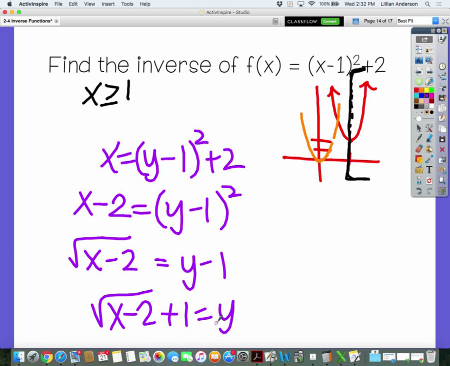Okay? But unless we restrict that domain, we're not going to be able to say it's f to the negative 1 of x. Make sense? Okay. And just like how we said earlier as well, what restrictions do we have on the inverse? X has to be what?